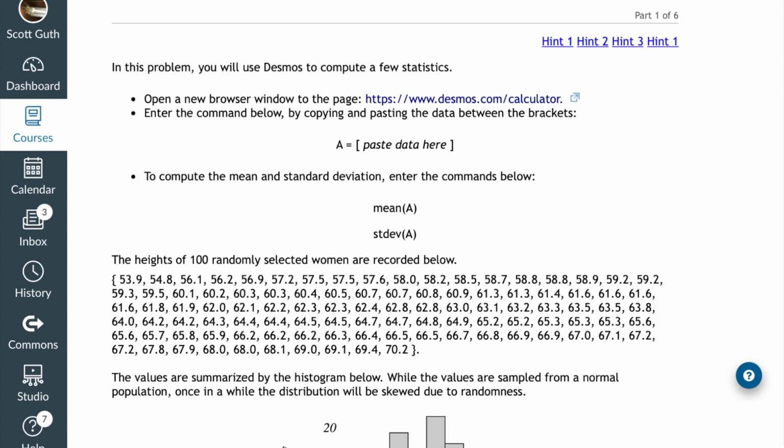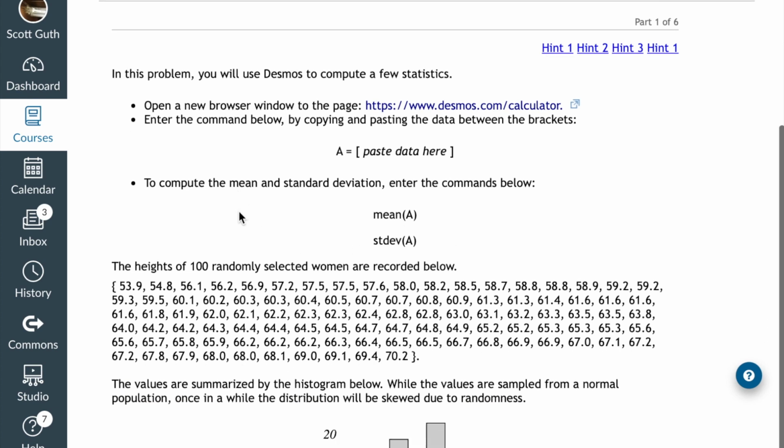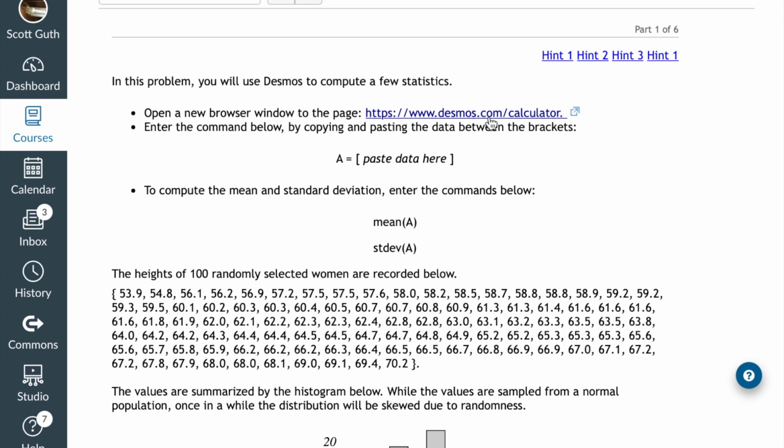These are in inches. And this is a large data set, so I want to go ahead and use Desmos for this. So we'll open the Desmos calculator and paste all these values in that we've got, and we'll compute the mean and the standard deviation.